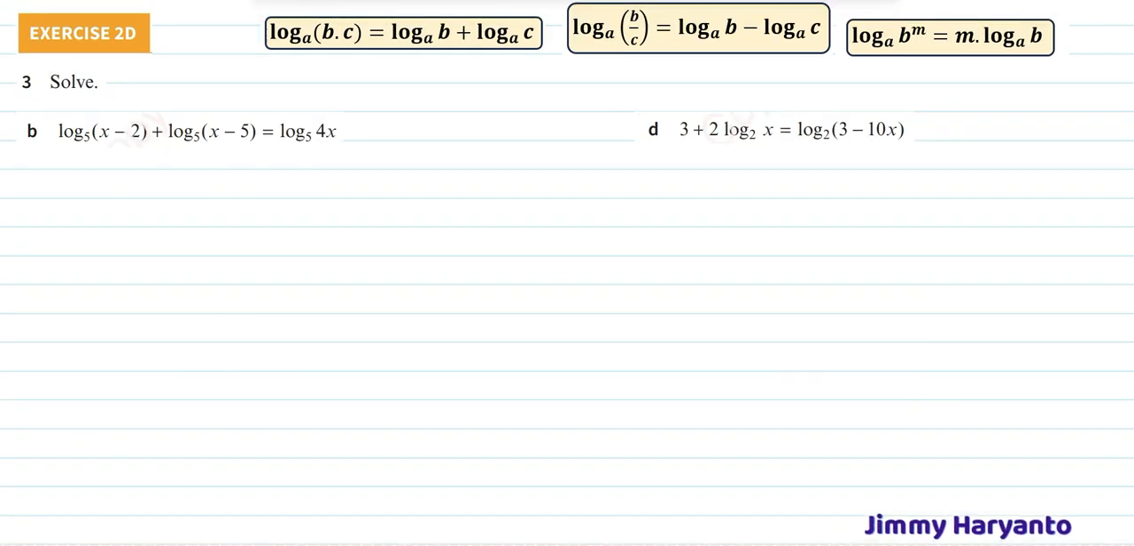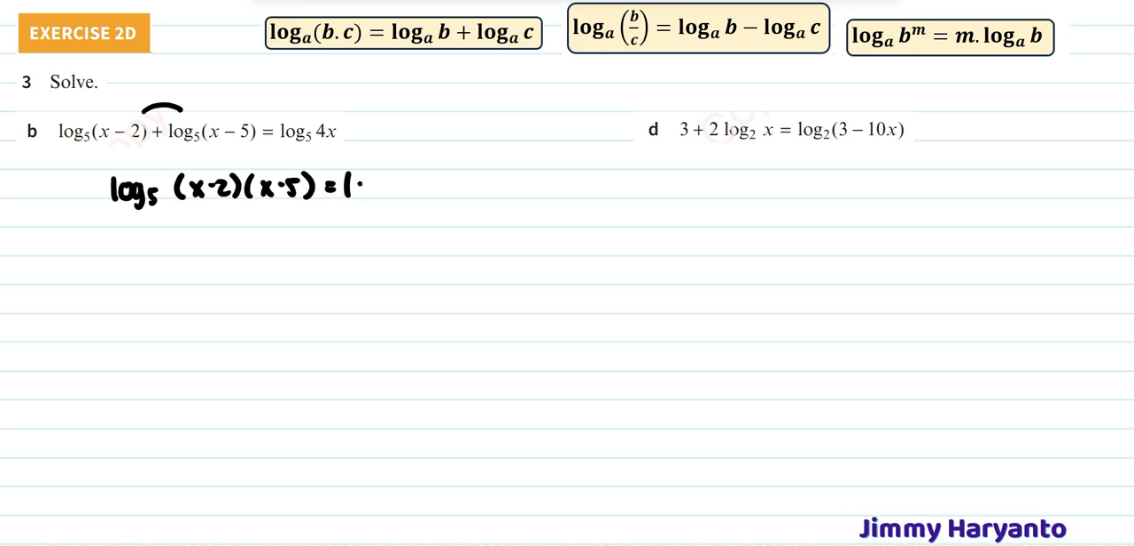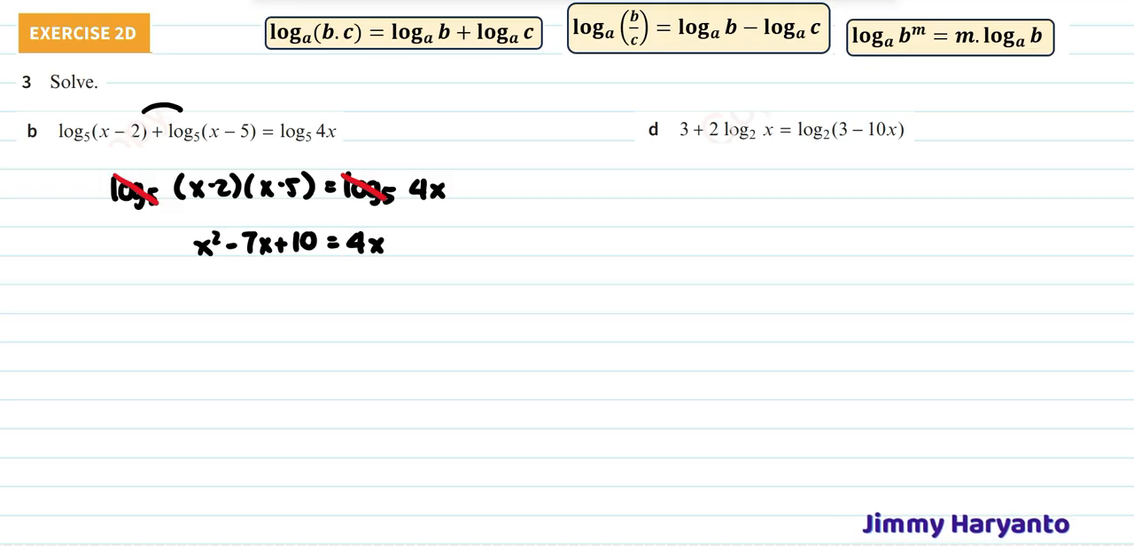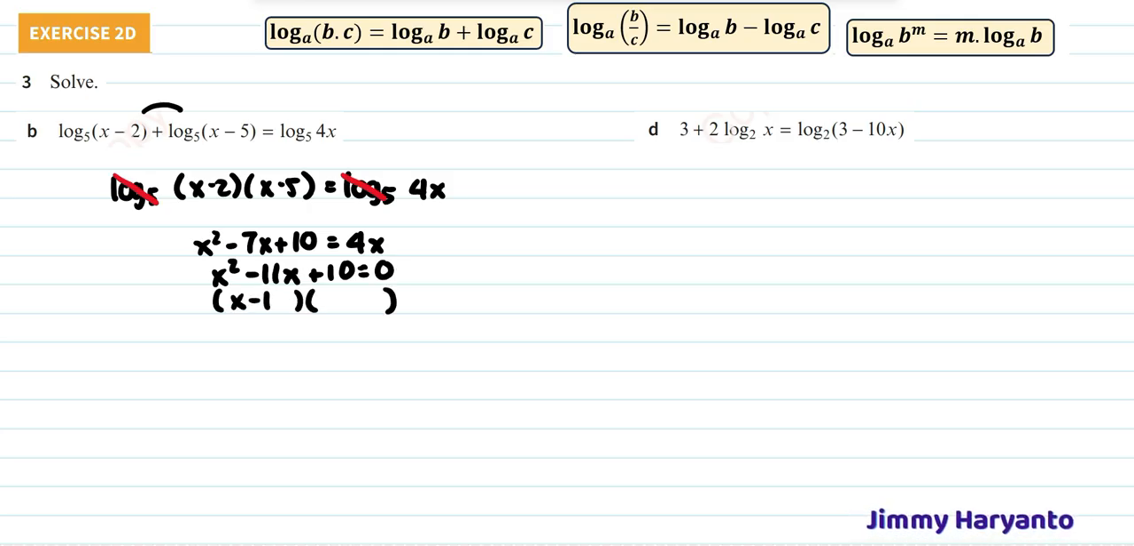Okay, next is question 3, solve. I can combine this. You will have log 5 of x minus 2 multiplied with x minus 5 equals log 5 of 4x. And then you can cross out the log 5. You have x squared minus 7x plus 10. You will expand this, equals 4x, and then you move the 4x to the left hand side. Negative 7 minus 4 equals 11x, and this one will become x minus 10.